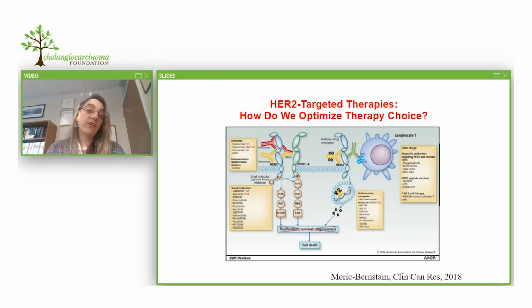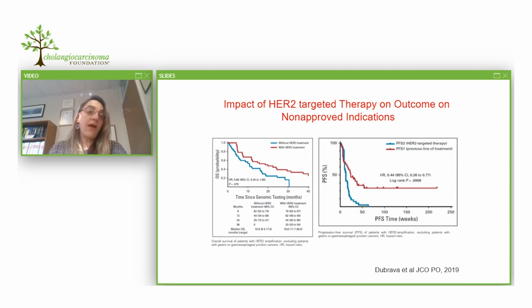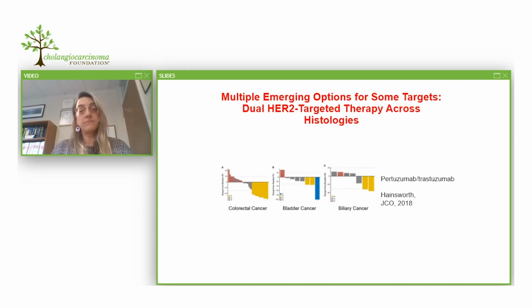Another really compelling target in my mind across tumor types is HER2. And this is a very exciting space because many different treatment options are evolving for HER2. We've shown at MD Anderson that patients that have HER2 positive disease that don't have breast or gastric cancer, where HER2-targeted therapy is already approved, if they get HER2-targeted therapy, they have a substantial improvement in their progression-free survival, with a trend of improvement in overall survival, even though this was a relatively small set of patients.